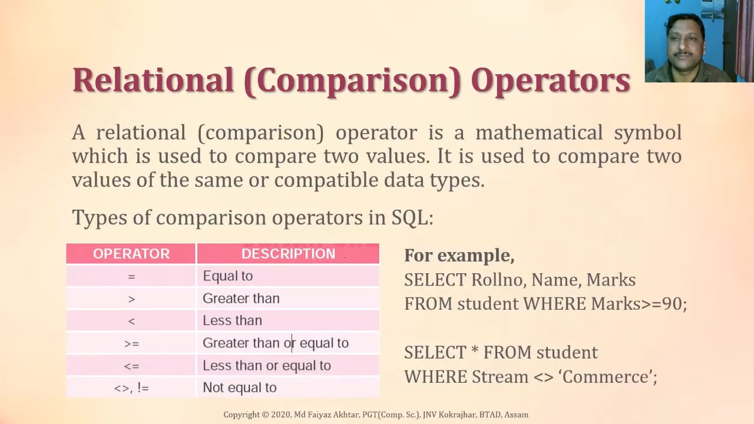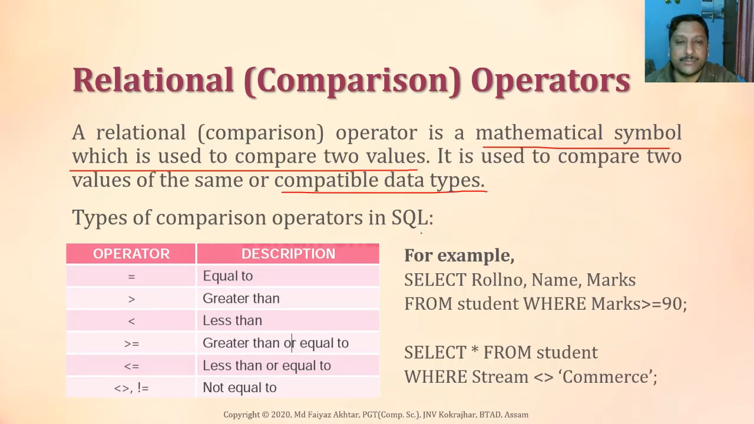One by one we are going to understand all those things. First, relational comparison operators. A relational comparison operator is a mathematical symbol which is used to compare two values. It is used to compare two values of the same or compatible data types.